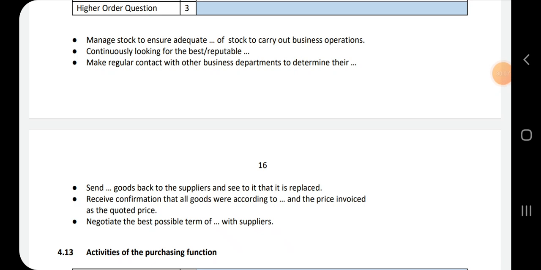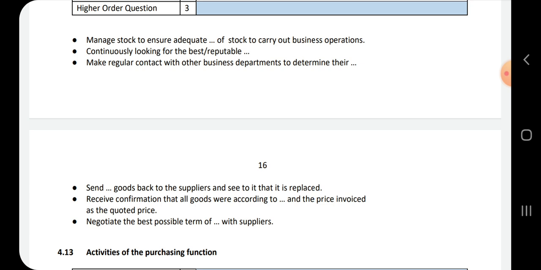The purchasing function manages stock to ensure that adequate stock levels are there to carry out business operations. So you make sure that the stock level is always correct. They know when to order, and are continuously looking for the best reputable supplier. So they help the business look for suppliers, and make regular contact with other business departments to determine their needs. What do they have to buy?